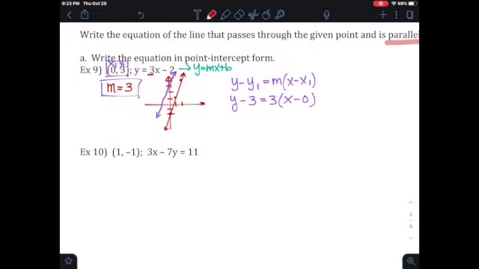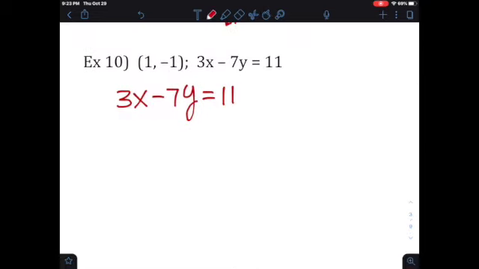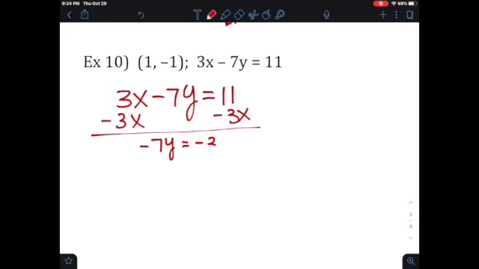So that is going to be 3x minus 7y equals 11. And I'm going to change it into y equals mx plus b. To do that is solving literal equations, like we did in chapter 2. You subtract 3x on both sides. You have negative 7y equals negative 3x plus 11. And I told you guys to divide everybody by negative 7. That way you will not mess up your signs.